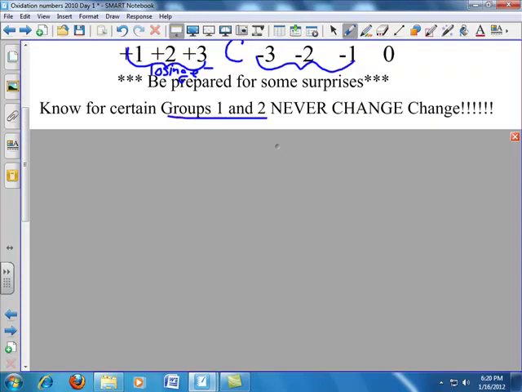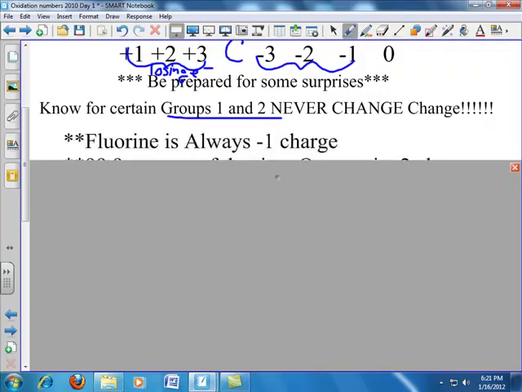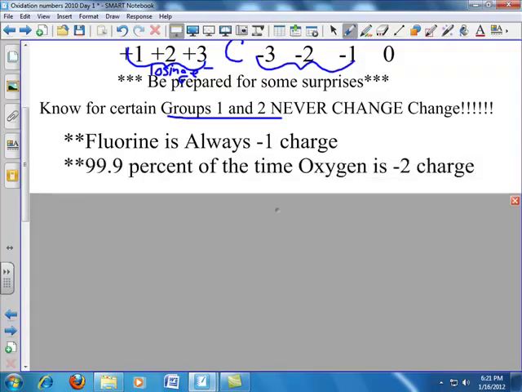Group 1 and group 2, their charge never changes. So a group 1 element, you know its charge is always +1. That is very helpful when we're trying to determine charges of some things that we don't know. If I have a group 1 element in the compound, I absolutely know it's +1. And if I have a group 2 element in a compound, I absolutely know it's +2. Okay? Another good thing to know is fluorine never changes. Fluorine always has a -1 charge.